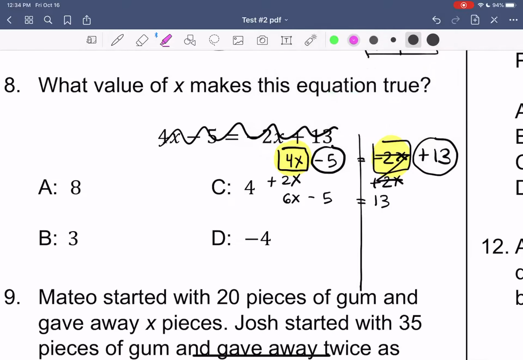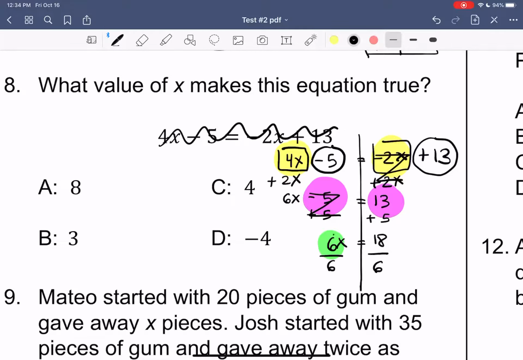And then we have our constant numbers, and remembering to include the sign before. So we're going to add 5 to both sides, since this 5 is on the same side as the variable, because we're trying to isolate that 6x. So that will give us 6x equals 18. And our last step is to ask ourselves if we have a coefficient other than 1, and in this case we have a 6. So we're going to divide both sides by our coefficient and be left with 18 divided by 6, which is 3. And we see that here as B.